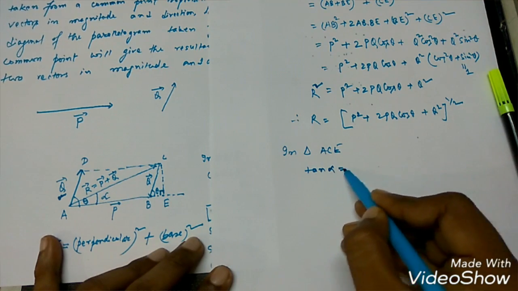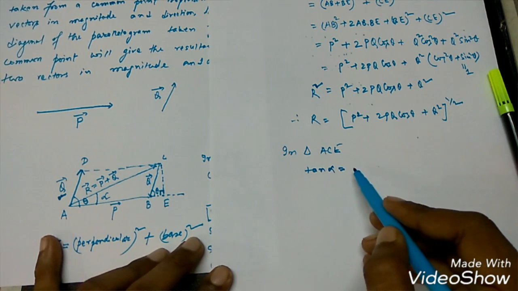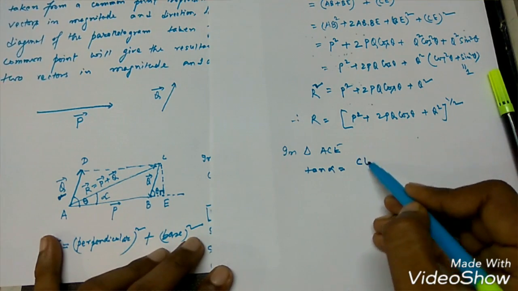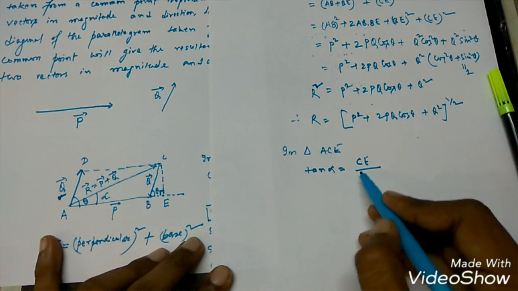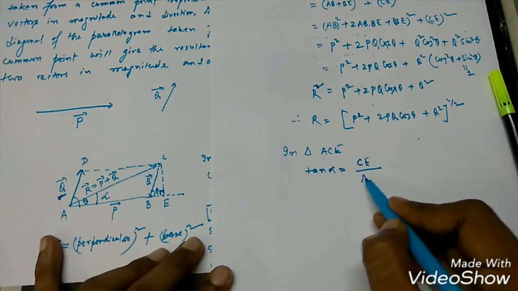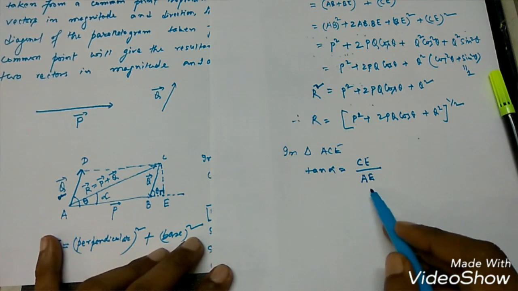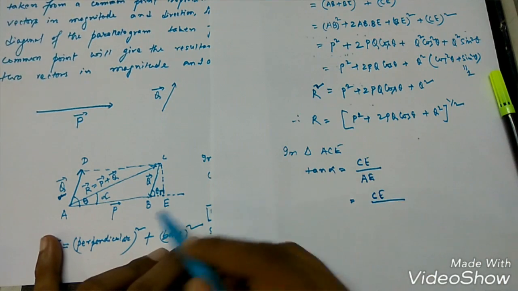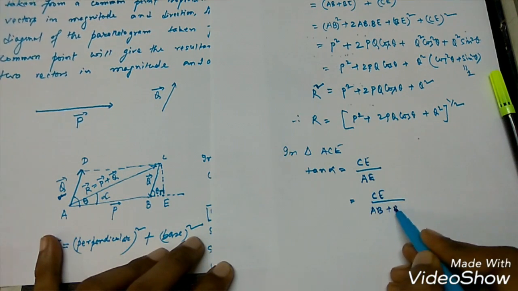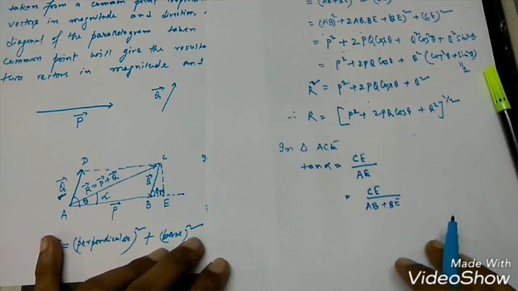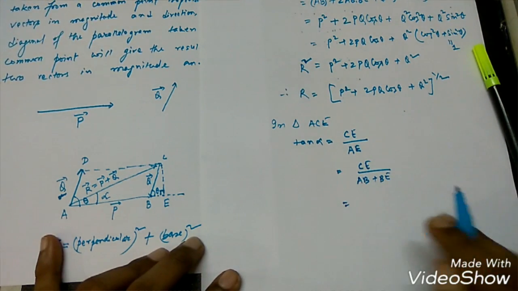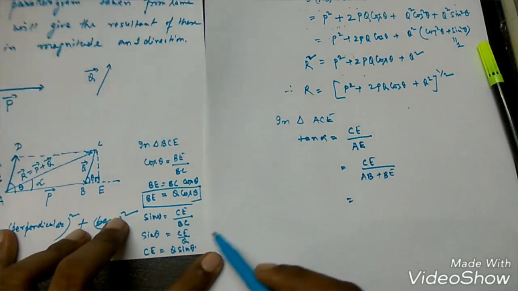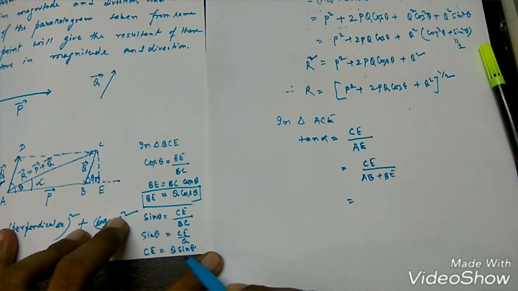tan alpha is equal to perpendicular by base. Here the perpendicular is CE, and what is base? Base is equal to AE. Now AE can be resolved into two parts. AE is equal to AB plus BE. Okay. Now putting the value of CE. What is the value of CE? Here we have already evaluated the value of CE. CE is equal to Q sin theta.